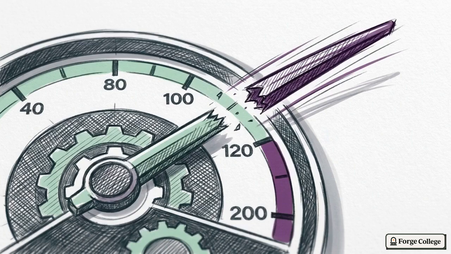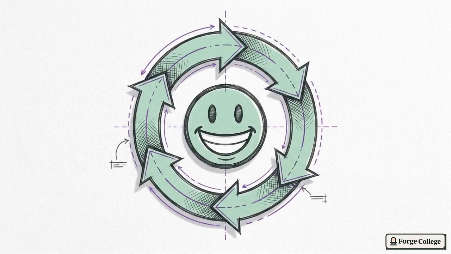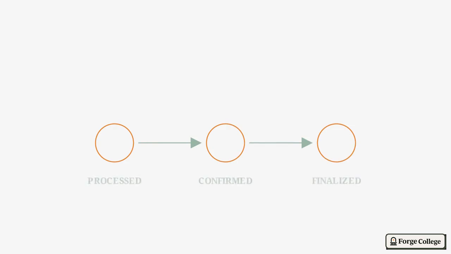Raw network speed won't save you here. You have to design around human impatience by building predictable feedback loops and using a technique known as optimistic UI. Let's trace exactly what happens the moment a user clicks confirm. This diagram maps out a transaction pipeline across 3 distinct RPC commitment levels.